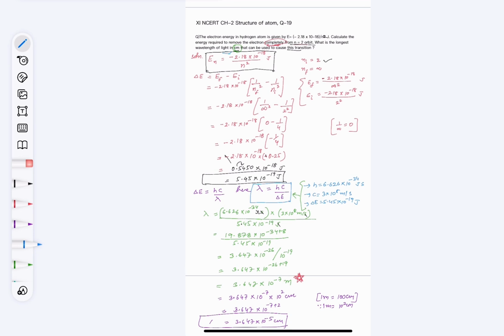Here you need to remember 1 by infinity is 0, and put the value and calculate.